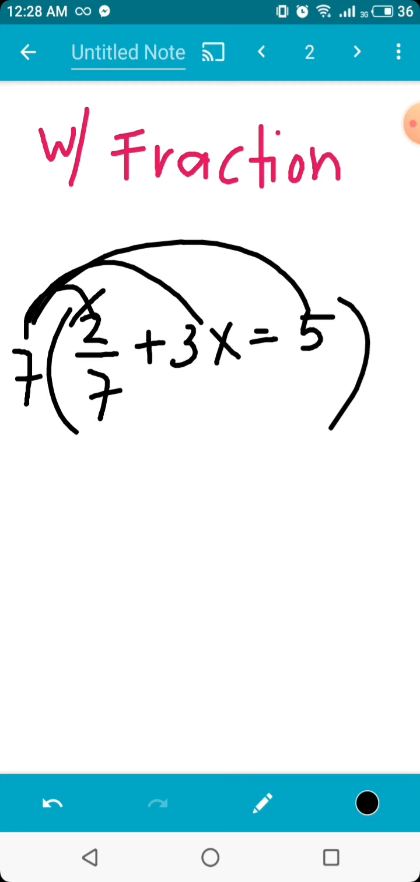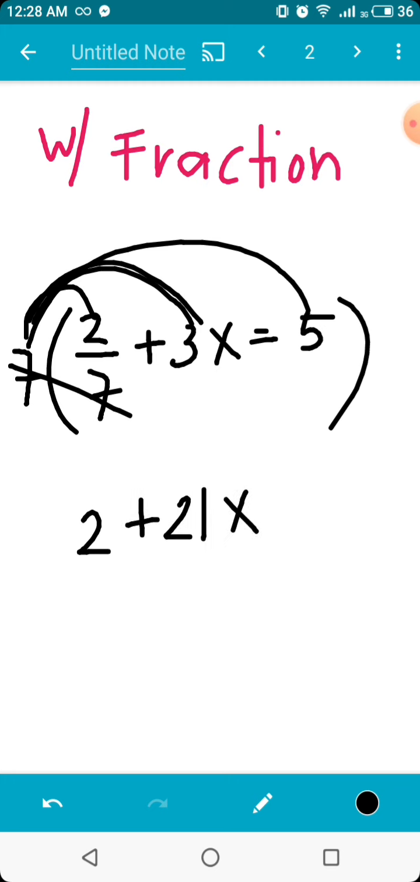So, in this case, 2 over 7. So, same yung denominator dun sa i-multiply. So, automatic cancel. So, ang natitira na lang ay 2. Okay? And then, i-multiply mo naman siya sa 3x. So, that will become positive 21x. Equals, multiply mo siya sa 5. So, that is positive 35. So, ito na ngayon yung bago mong equation. So, you have now 2 plus 21x equals 35.